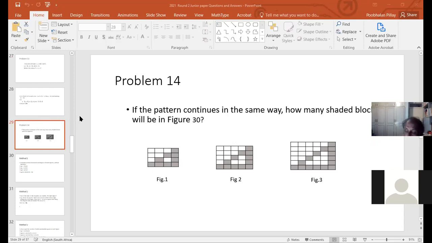So it's not easy to just draw the whole 30 and then get to the 30th one and count the shaded blocks. It's not feasible. So we have to think of some way of counting the number of shaded blocks and see the pattern. Now, I myself did something right in the beginning and realized that there are better ways of doing this. Can I have some offerings? Can somebody suggest what one can do to solve this problem? How do you count the number of shaded squares?